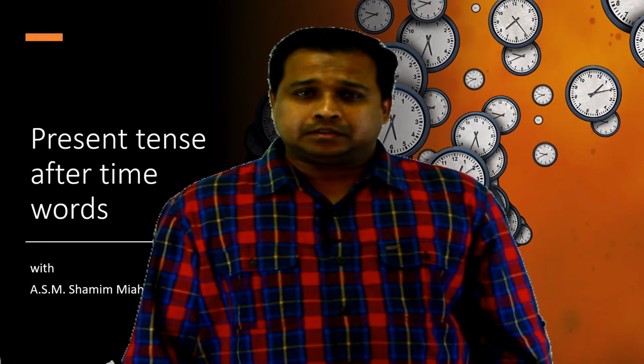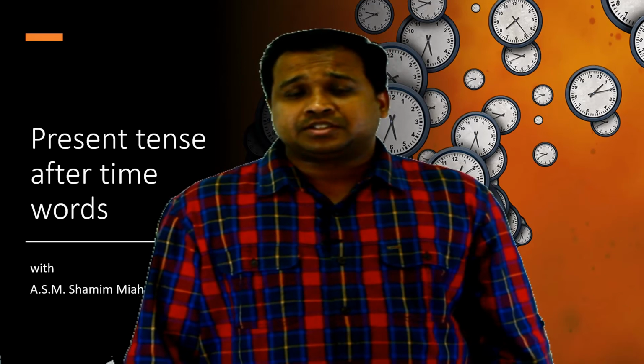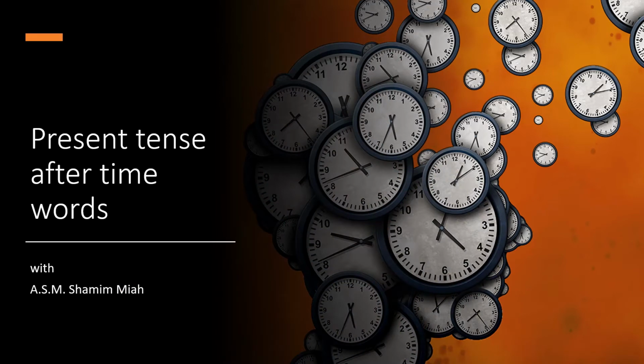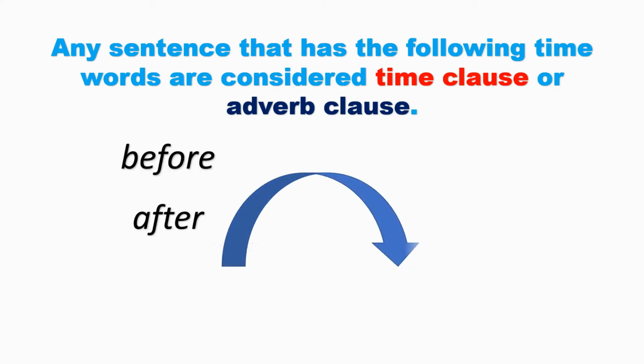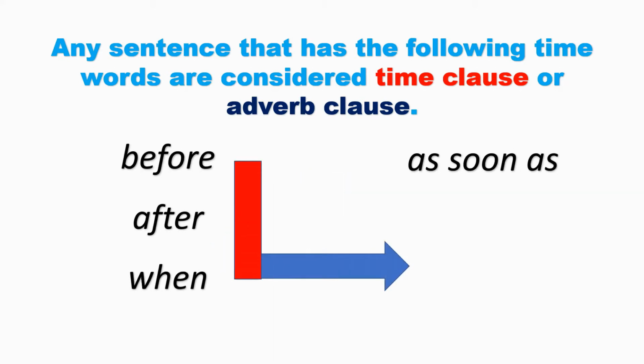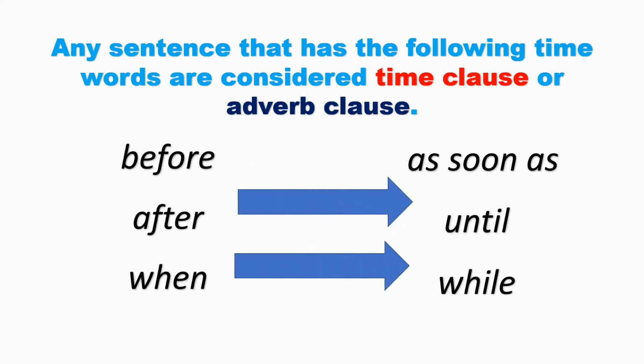Generally, there are some words that we regularly use. For example, before, after, when, as soon as, until, and while. These are some of the words and phrases that express time, and after these words, we should use present simple tense. Any sentence that has the following time words is considered a time clause or adverb clause. These words are before, after, when, as soon as, until, while.